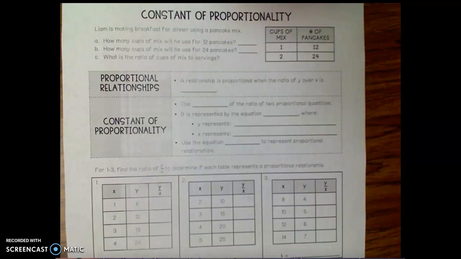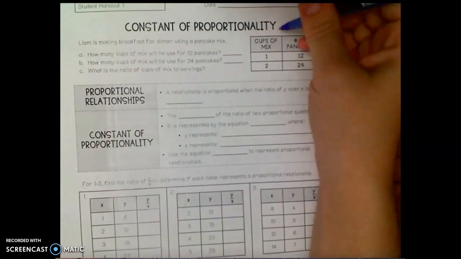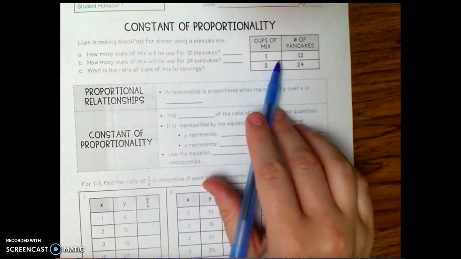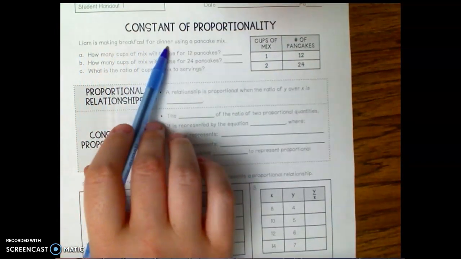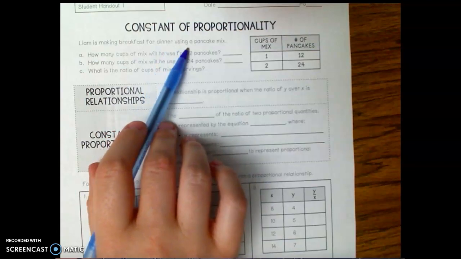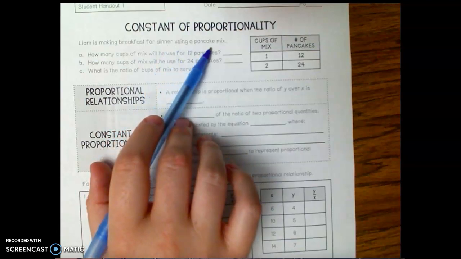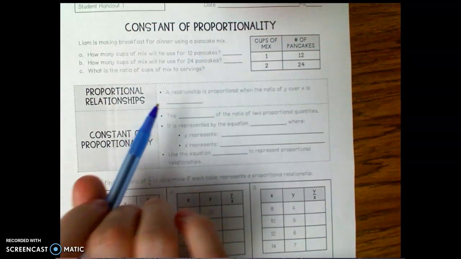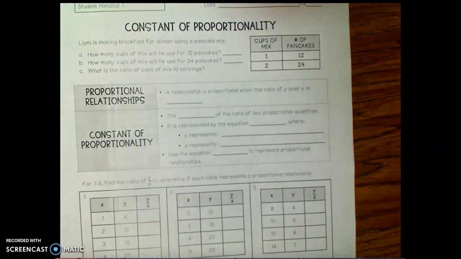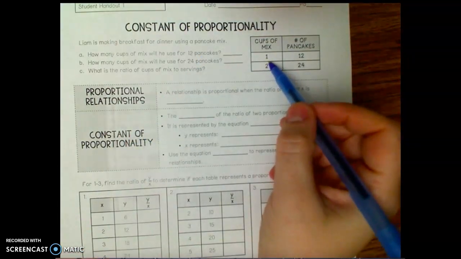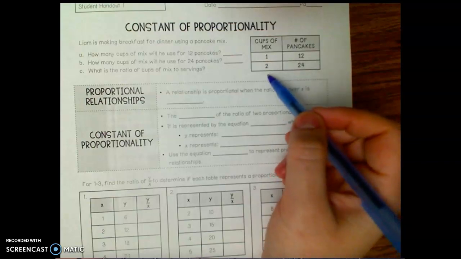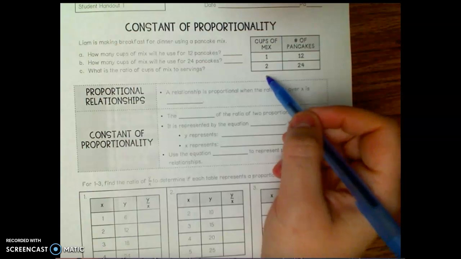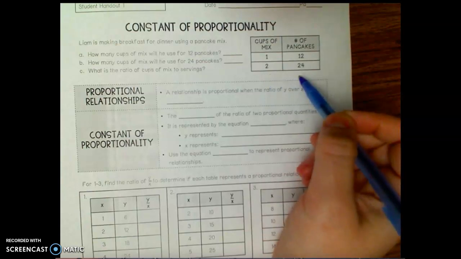Today we're going to be talking about the constant of proportionality. So first, let's take a look at an example up here at the top. Liam is making breakfast for dinner, yum, using a pancake mix. In this pancake mix, the table tells me for every 1 cup of mix, he can make 12 pancakes. That means for 2 cups of mix, he can make 24 pancakes.